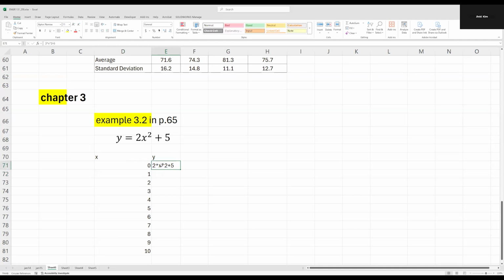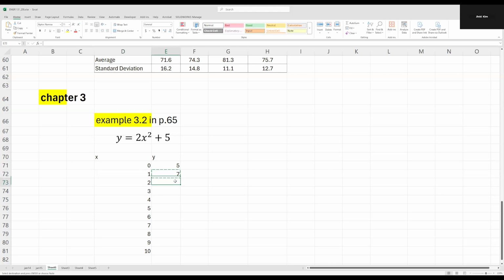I hope no one is doing like this by now, right? This is just recognized as what? As a character. It's not an equation. So in order to use this as a calculator, you need to hit equal sign and then 2 times your x, which is the cell here, being squared plus 5. And here as well, 2 times your x in cell D72 being squared plus 5.